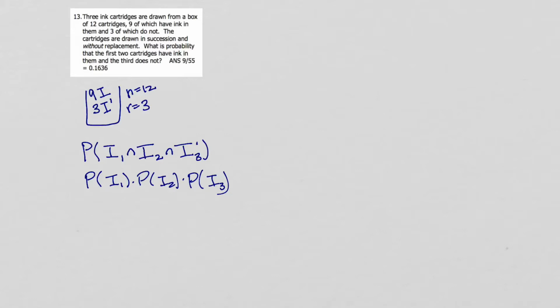And let's see, the probability of an ink on the first, well, there's 9 cartridges with ink, and 12 of them all together. So this is going to be ink on the first, 9 with ink, 12 all together, 9 twelfths times. Now you've taken that cartridge out, so there's only 11 left, and you took one with ink out, so there's only 8 of those left. Now there's only 10 cartridges left, and now you want no ink. Right, so actually this is no ink in this one. So we want no ink, and there are 3 of them with no ink. So we're going to get 9 twelfths times 8 elevenths times 3 tenths.